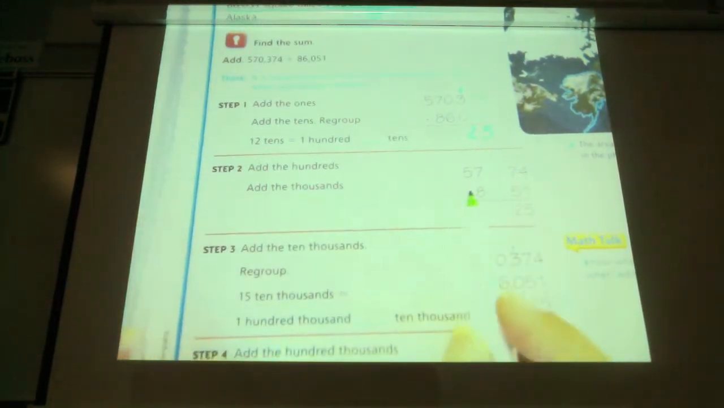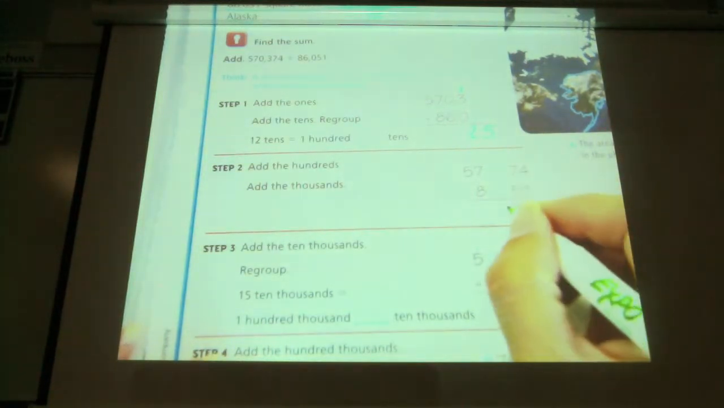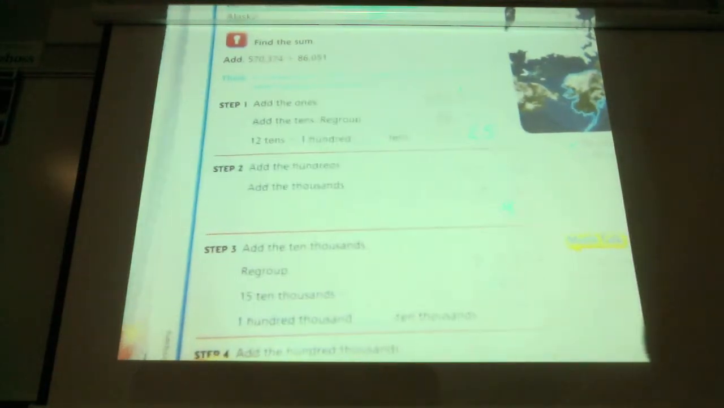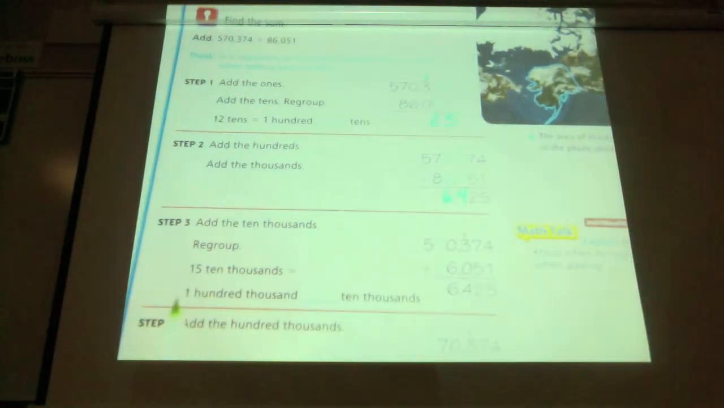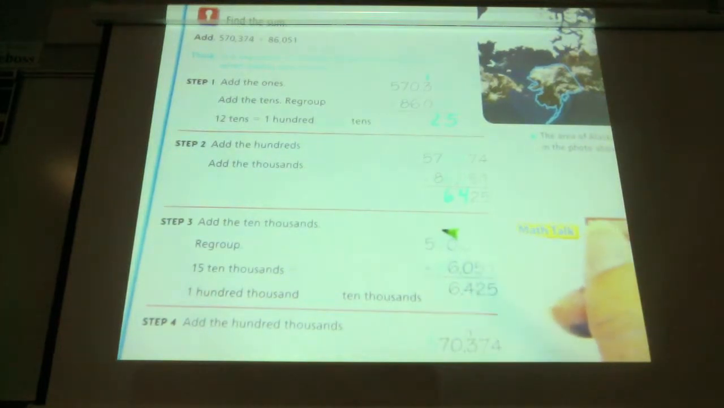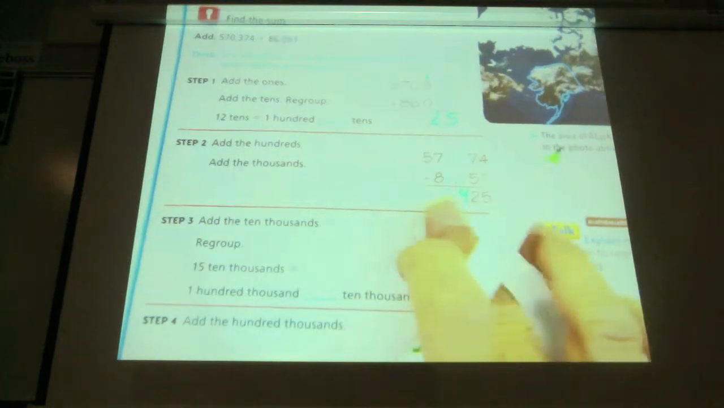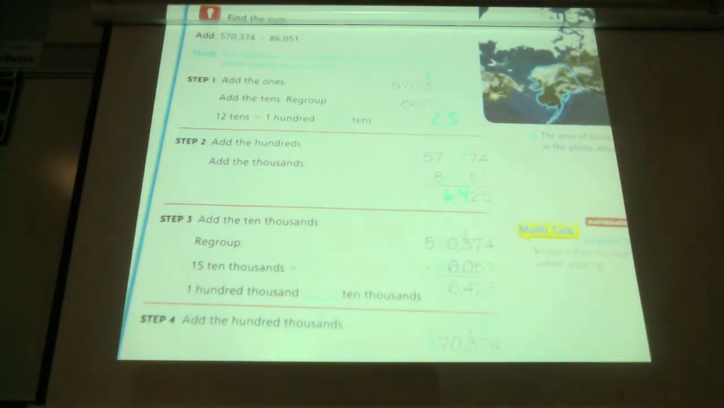Okay? The next one, it says to add the hundreds. So now I have my 3 hundreds plus another 100 is how many hundreds? 4 hundreds. Very good. Okay. And then I'm going to add the thousands. 6 thousands plus 0 thousands is 6 thousands. Now I'm going to regroup. What place value is this one right here? 10 thousands. Very good. So I'm going to add 7 10,000s plus 8 10,000s.